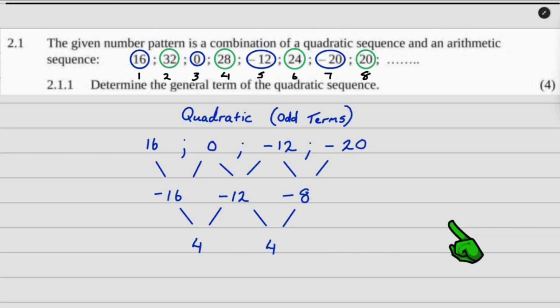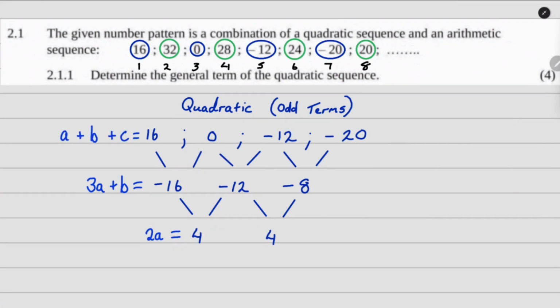Now these 3 formulas are not on the formula sheet, so you have to know them off by heart. So the first formula at the bottom here is 2a equals this number. The formula in the middle is 3a plus b equals the first one here. And the third one is a plus b plus c equals the first one at the top here. Once that's out the way, I'll solve them from the bottom up.